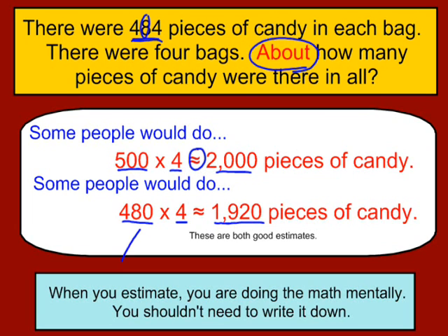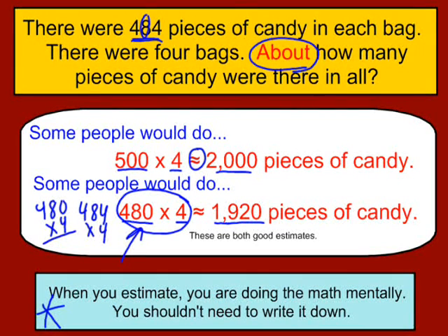Now this is only a good estimate if it's something that you can do in your head. You shouldn't have to write this down on a piece of paper. And I've seen kids do this before. They'll round this to 480 and then I'll see them off to the side doing 480 times 4. Well, if you're going to do all that work, you might as well do the actual answer of 480 times 4. So in order for this to be a good estimate for you, you need to be able to do 480 times 4 in your head, which some kids can actually do.